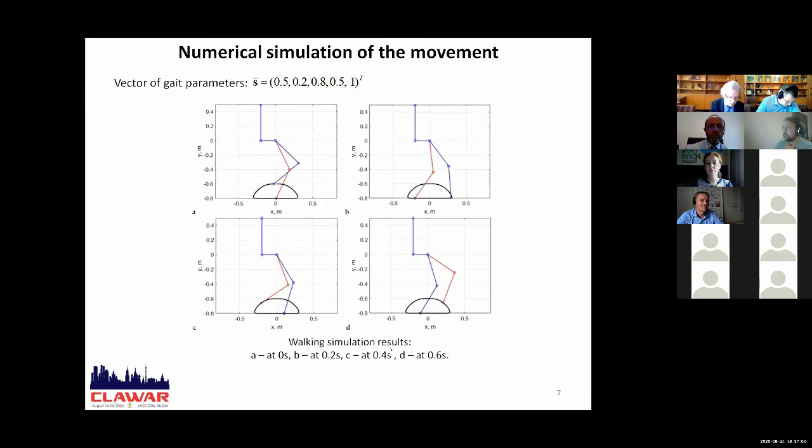Next, we can see the result of numerical simulation. Unfortunately, I can't see the animation. On this slide, we can see just frames of the animation at different times of modeling.